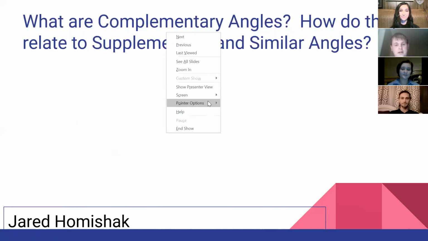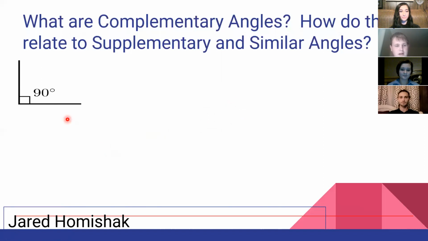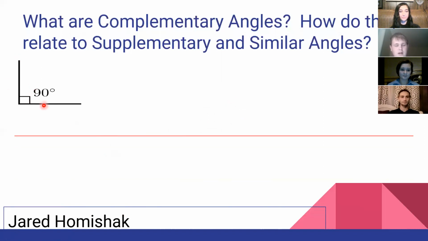A complementary angle is an angle where the pair of angles that come together to form a 90-degree angle. Now, this is usually added up taken either from a 90-degree angle by itself or by adding two or more angles together. Now, how does this relate to supplementary and similar angles?